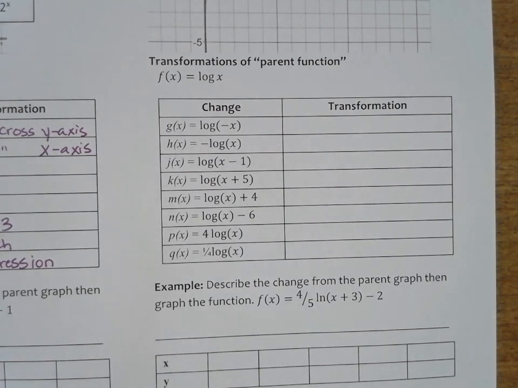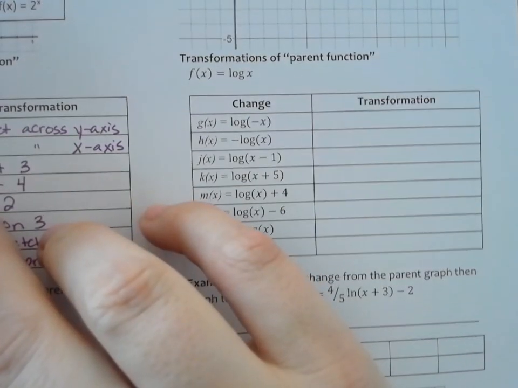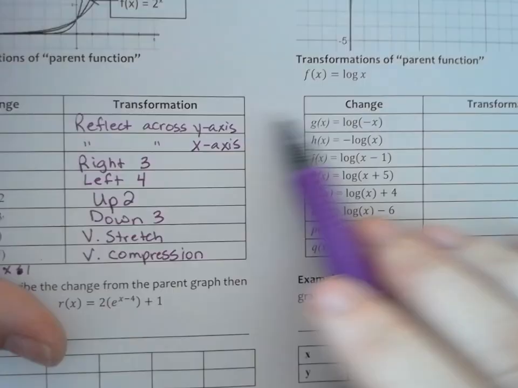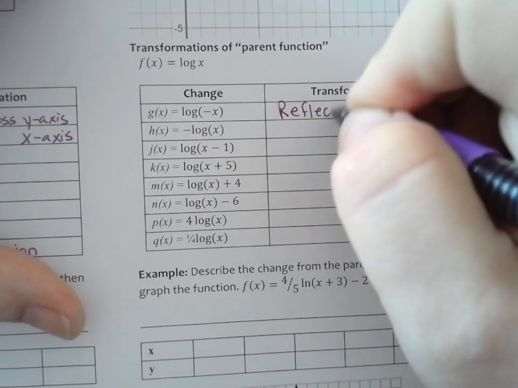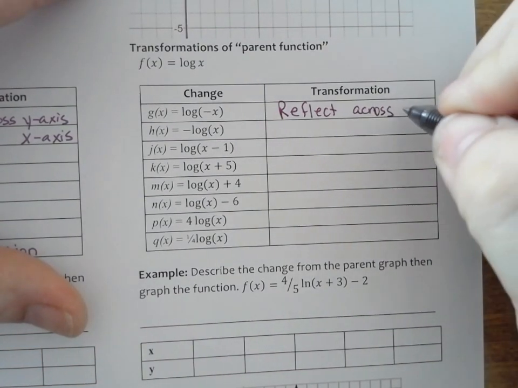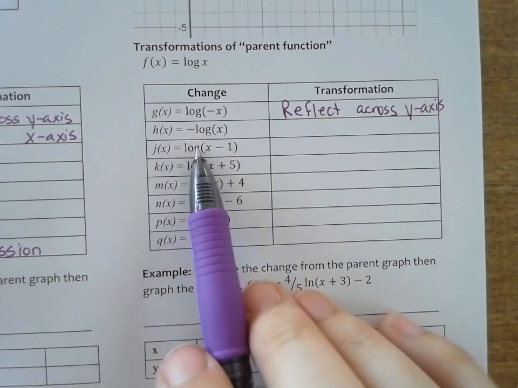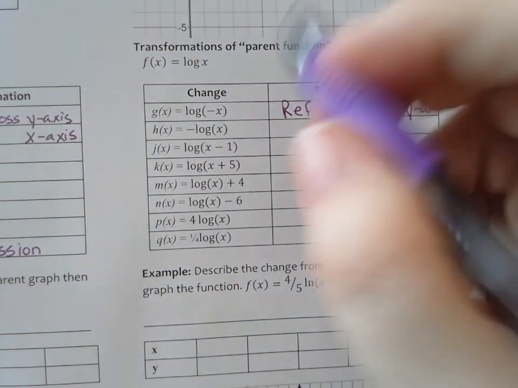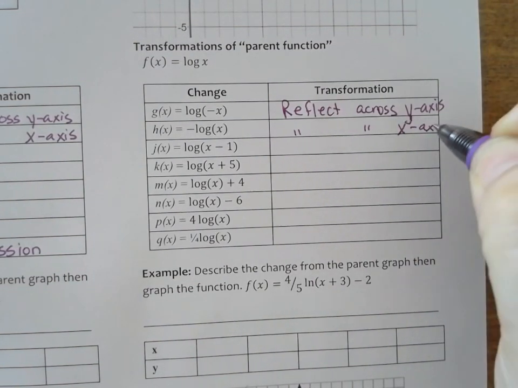If it's in parentheses with the x, just like it is over here, it's with the x here. This is going to be a reflection across the y-axis. If it's out front, just like over here, this is going to be a reflection across the x-axis, so that's a y.